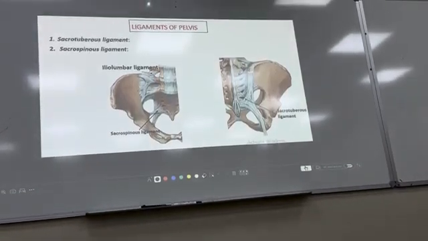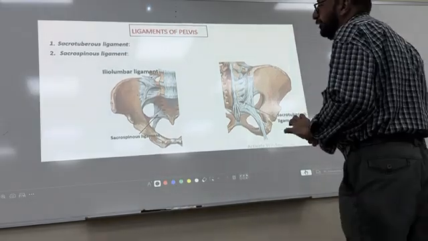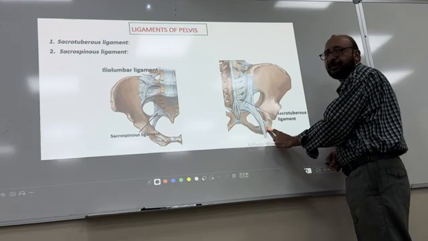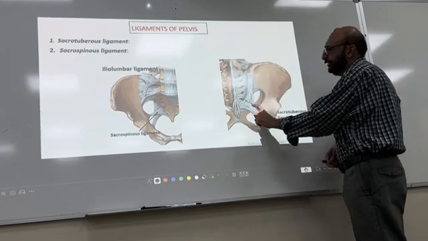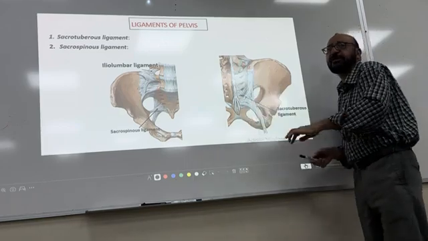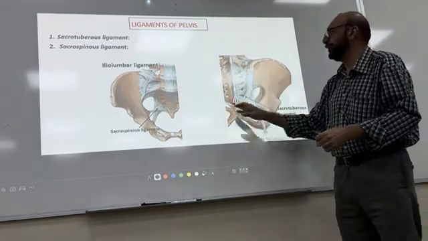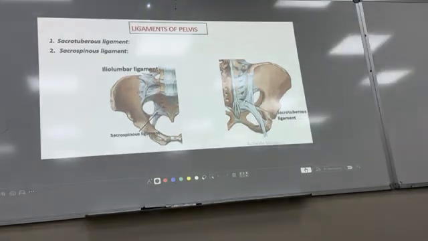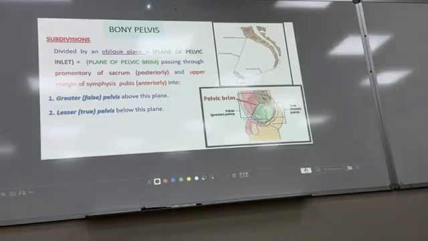Sacrotuberous ligament, again, from sacrum to the tuberosity. Sacrospinous ligament here. There are some other ligaments with the vertebral column, like the posterior longitudinal ligament, which are not our objective at this moment. We are only concentrating on the pelvis.